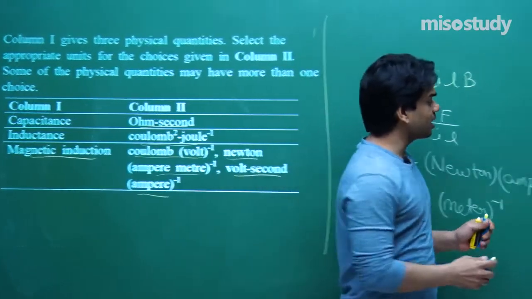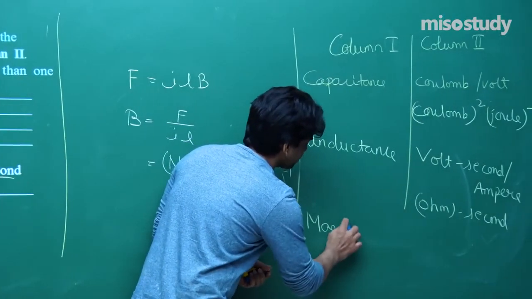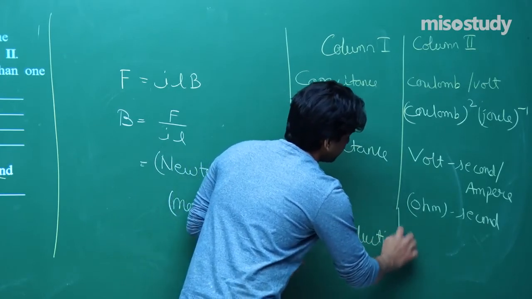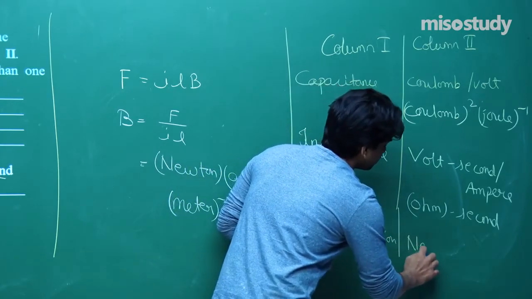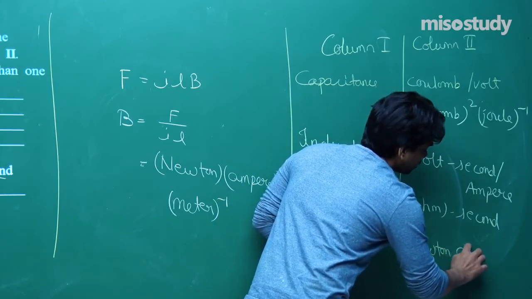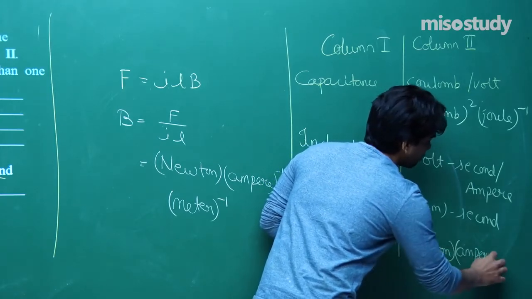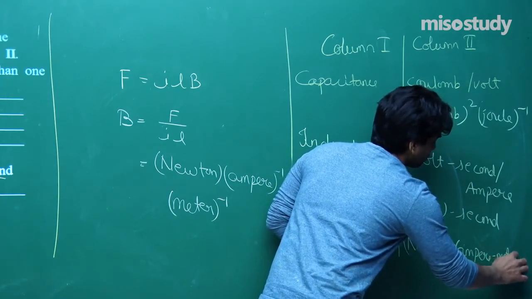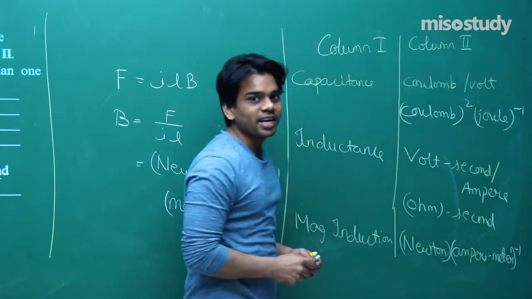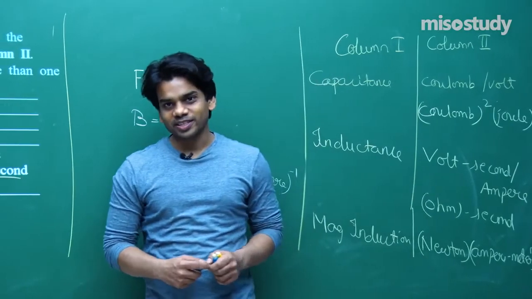So let me write magnetic induction in our column. For this we have Newton per ampere, Newton then ampere, meter power minus 1. I hope you can clearly note this up till the end, and this is how column 1 and column 2 you have to arrange in the examination.